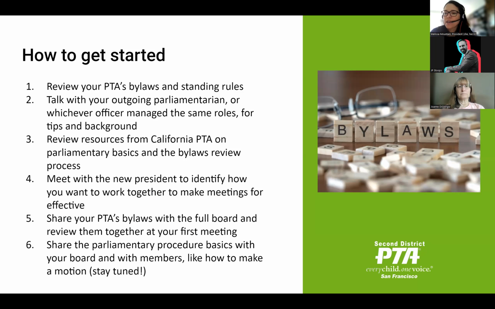You want to know that California PTA has a lot of resources on its website about parliamentary basics, about the bylaws and the review process, about nominating committees. And because your role is so closely connected with the president, as I've mentioned, this is why parliamentarian is an appointed role by the president. So be sure to meet with the incoming president to talk about how you'll work together.